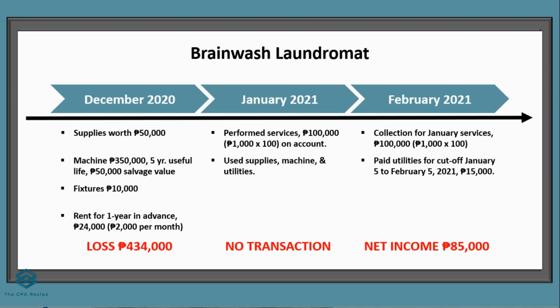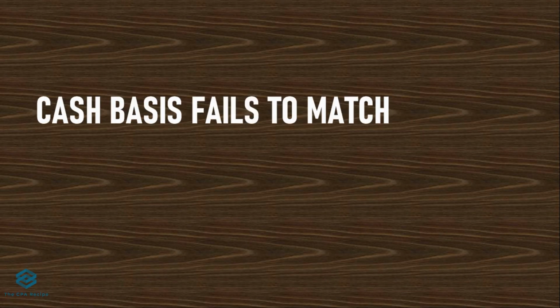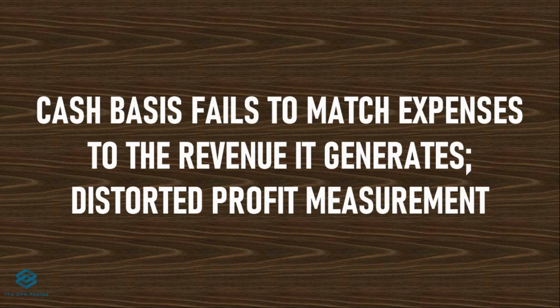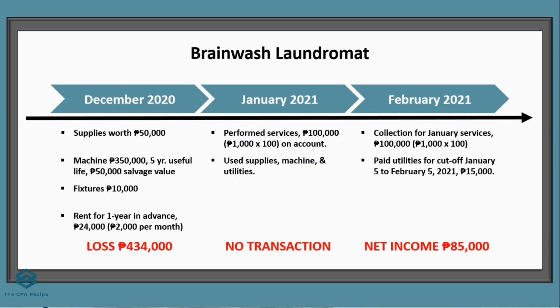Ibig sabihin, in terms of measuring the performance of the business, hindi holistic ang information na nakuha mo regarding the profitability of your business dahil hindi mo ma-match ang lahat ng expenses na talaga namang ginagamit mo to earn your revenue. Moreover, dahil lahat ng cash outflows mo noong December ay tinreat mo as expense, lumalabas na wala ka nang supplies at wala ka nang machinery as early as December. Whereas in fact, nagamit mo pa ang supplies and machineries noong naglaba ka ng January.